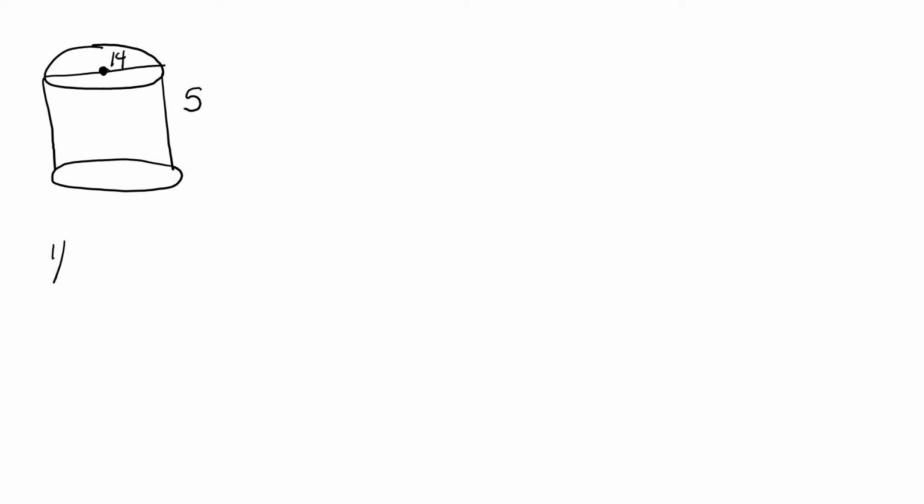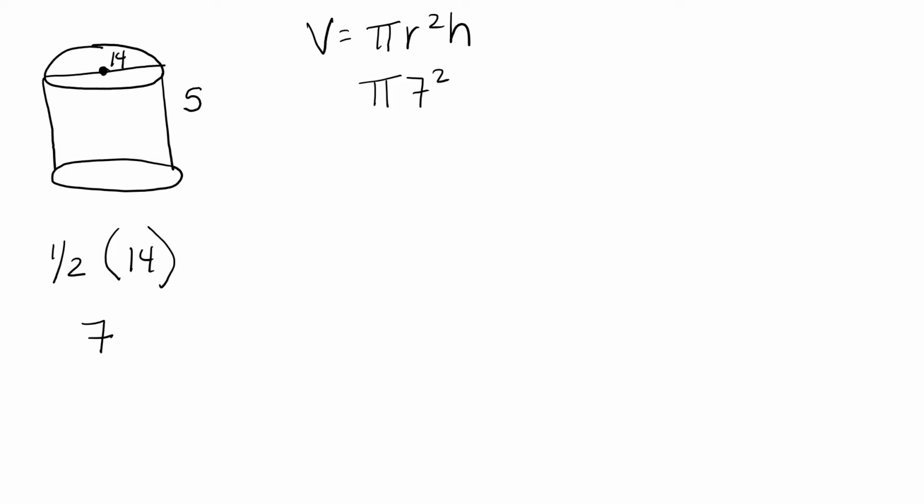So we start by taking half of the diameter because we only want the radius, and half of 14 is 7. We use our formula, pi r squared h, plugging in our radius for 7 and our height for 5. Solving the exponents first, 7 squared gives us 49, and then we multiply 49 times 5, which gives us 245.